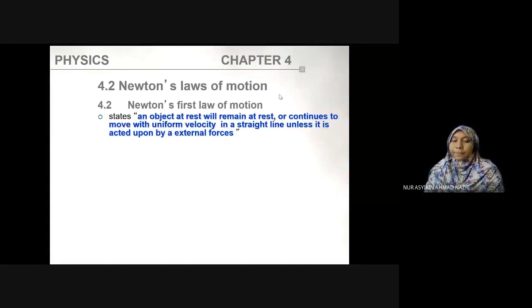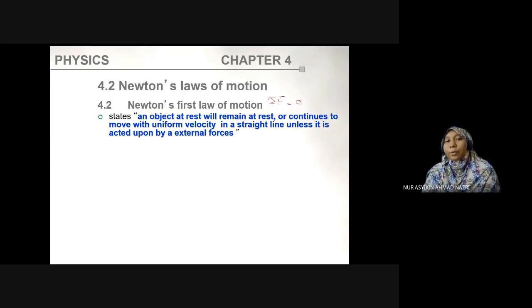Law of motion. So it means that the net force will equal to 0, because it says remain at rest or uniform velocity. Uniform velocity, so a, acceleration equals zero. At rest, a equals zero also. So these two conditions are the same. These two conditions are what cause Newton's first law to be applied.